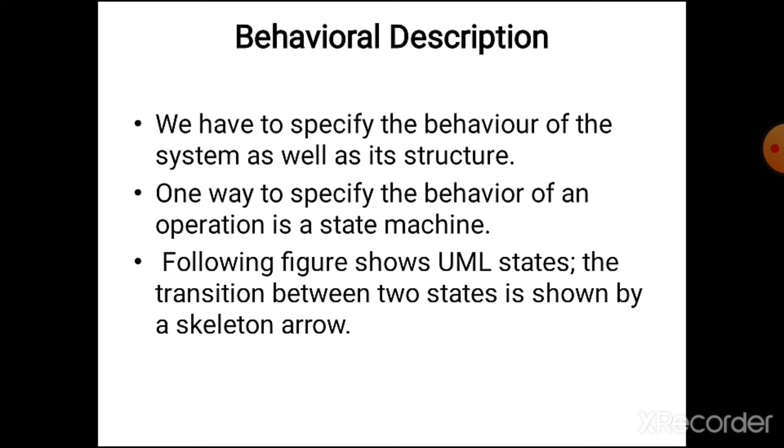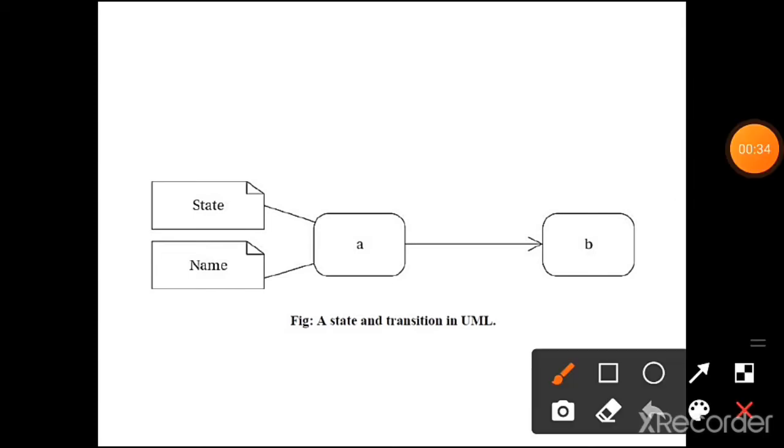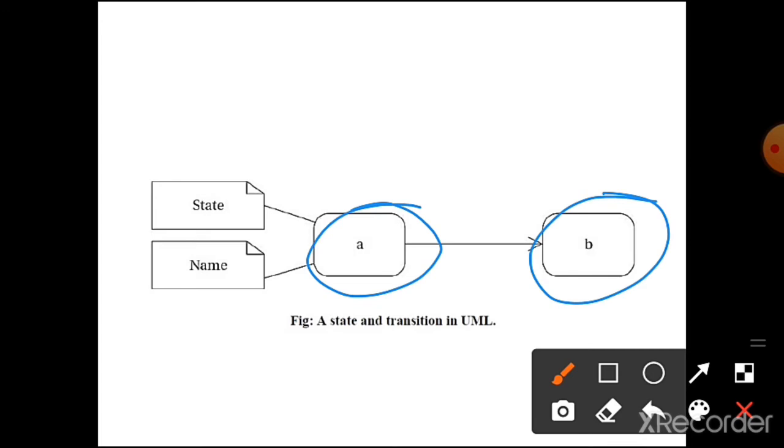Here the figure shows the UML state machine. The transition between the states is shown by a skeleton arrow. So here in this diagram we can show there are two states. One state is A, another state is B. So there is a transition from A to B that is represented by a skeleton arrow. Here it is a note or a comment. It specifies the state. A state is represented by a rectangle and the name of the state is A. Here the state name is B. So this is the representation of a state.